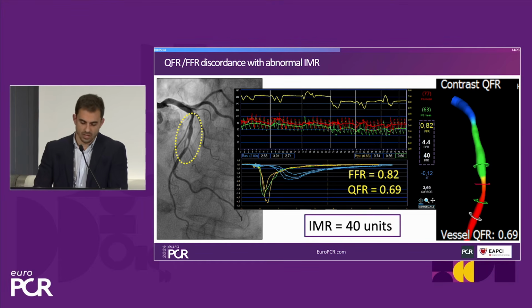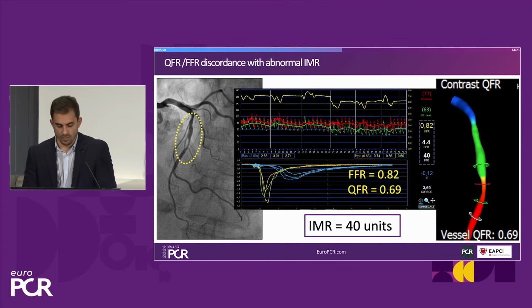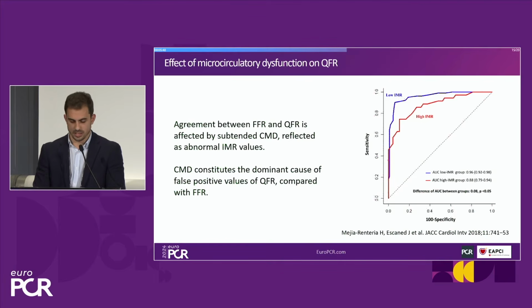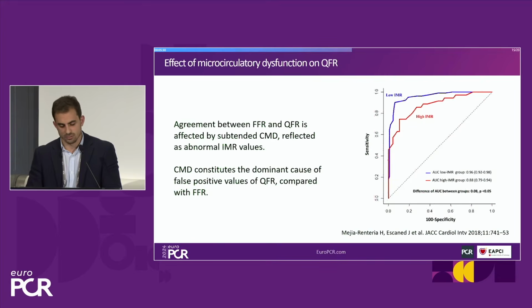But if we perform QFR in this vessel, we may observe that it's 0.69, so it's positive, and we would assume it's a false positive in this case. So this has been tested also in several studies so far, and FFR and QFR, as I said before, may sometimes be discordant, as the colleague was commenting in his question before. Probably because the microcirculation has something to do with it.